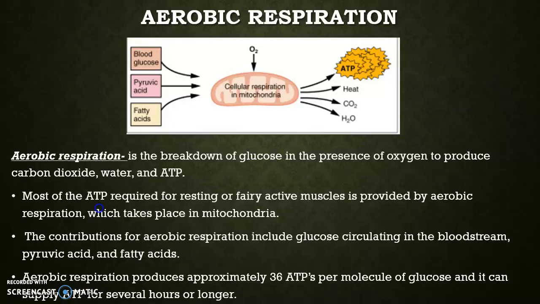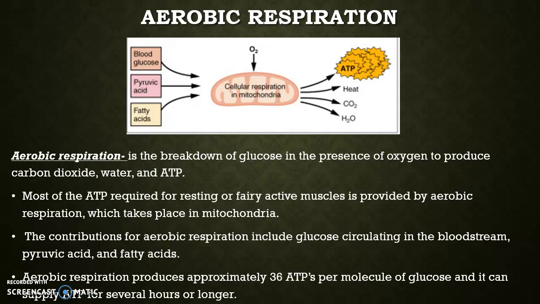And the last source of ATP muscles use is aerobic respiration. Aerobic respiration is the breakdown of glucose in the presence of oxygen to produce carbon dioxide, water, and ATP. Most of the ATP required for resting or fairly active muscles is provided by aerobic respiration, which takes place in the mitochondria.